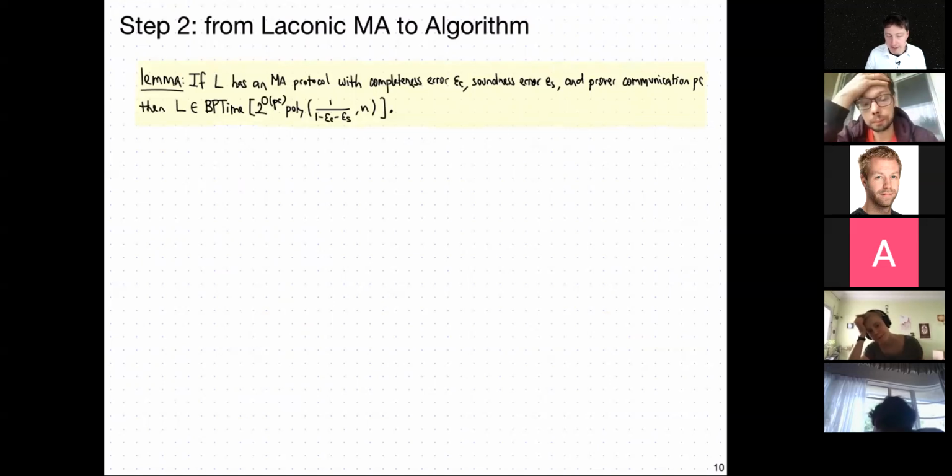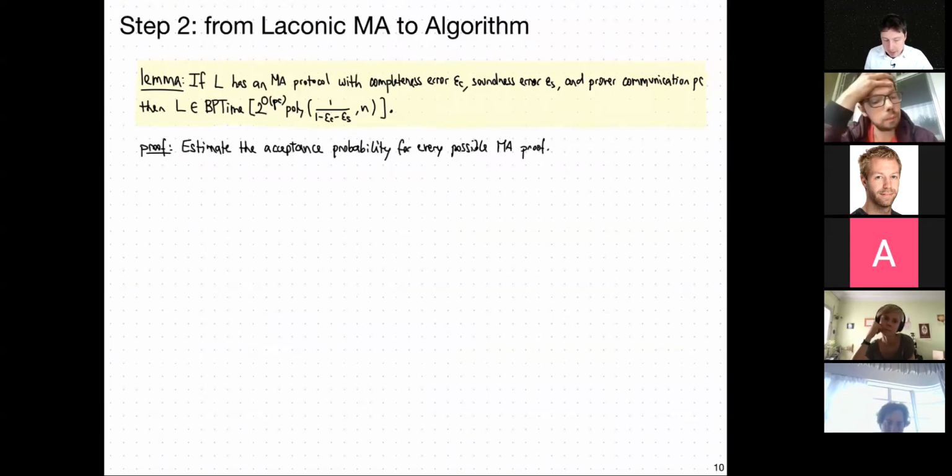So the second part says that if we have some MA protocol with some completeness error and some soundness error and some prover communication, then we can decide it in time that is exponential in the prover communication and polynomial in 1 over this gap. This is basically the gap between the completeness and soundness, right? Because the completeness is 1 minus epsilon c and the soundness error is epsilon s. And the difference between them is the gap between them.